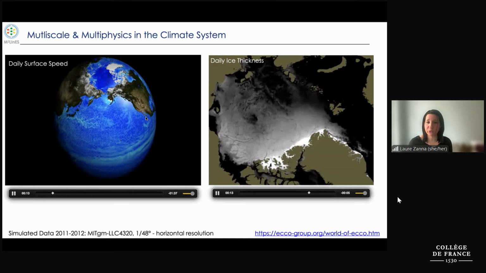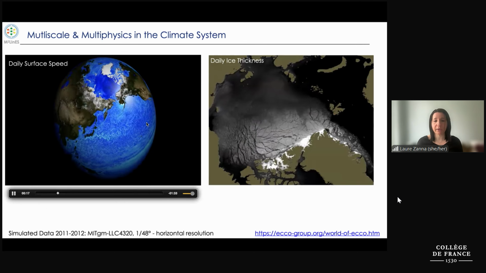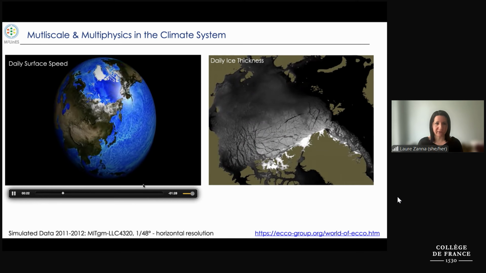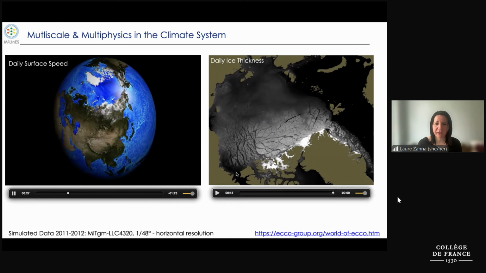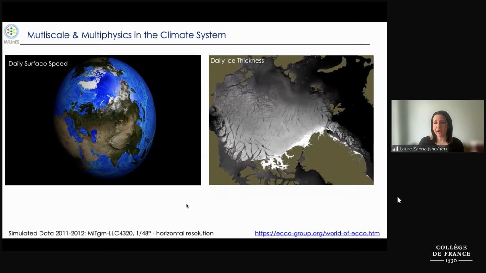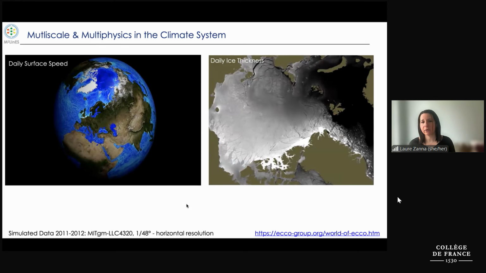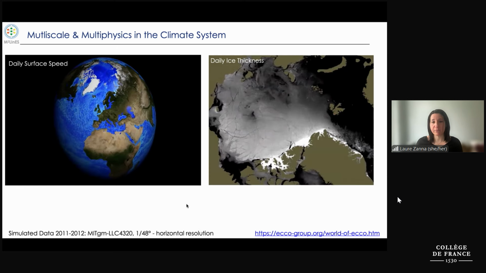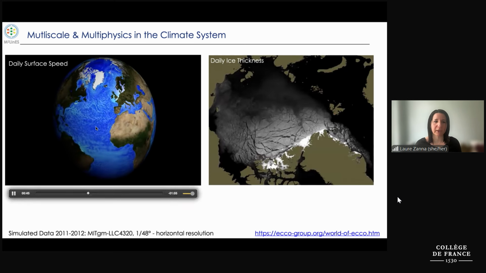So here I'm showing two movies from the same simulation. It's a simulation run at 1/48th of a degree horizontal resolution, which is the size of the grid box. This is surface velocity, and this was ice thickness. So I'll just play it again. Here we are emulating a little over 1 year of the ocean plus ice interaction in this simulation. And it's just to give you a visual of what I'm talking about here.